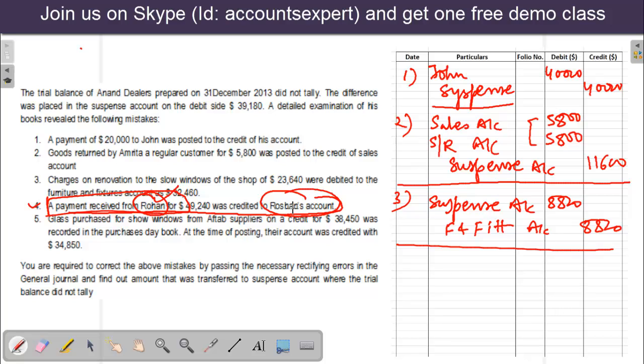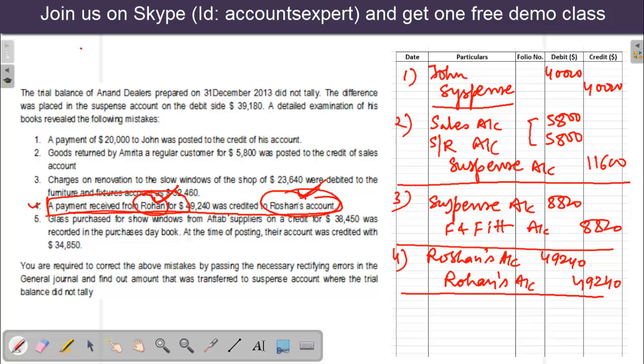Which account? Rohan's account. But we credited Roshan's account. So this account was unnecessarily credited, by mistake. So now I will debit this account, because it was unnecessarily credited, 49,240. And Rohan's account should have been credited, isn't it? But it was not credited, so I will credit Rohan's account, 49,240. This is actually an error of commission.